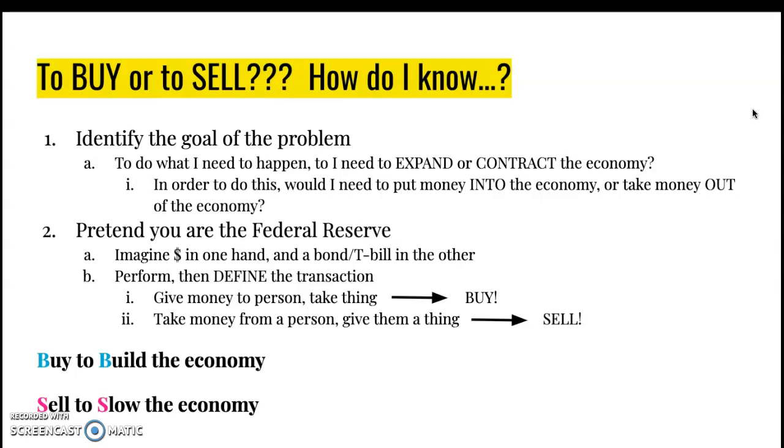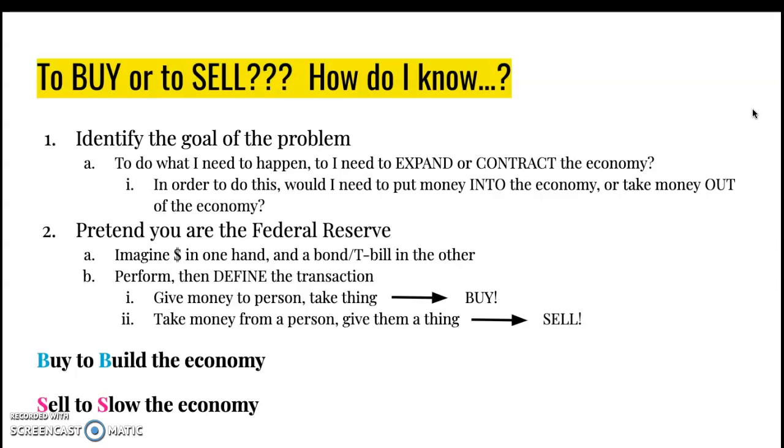So how does the government do this? Do we buy or sell? Basically, think about what you want to happen. Let's say we want to expand the economy, so we have to pump more money out into the world. So how do we do that? We take the government securities from the public and we give them cash. We buy those things back from the public. If we want to do the opposite, if we want to slow the economy, then we have to take money out there.